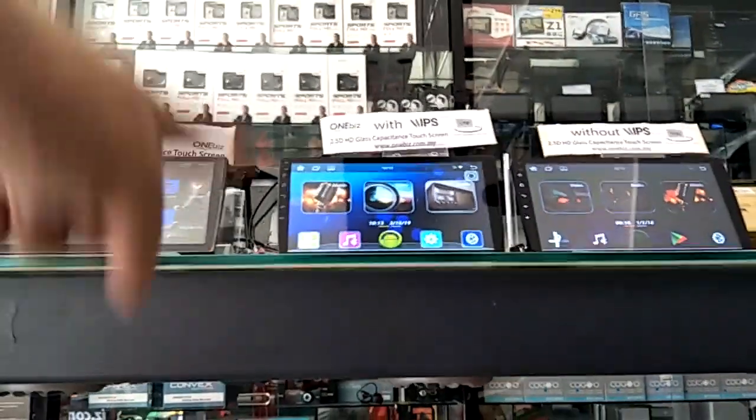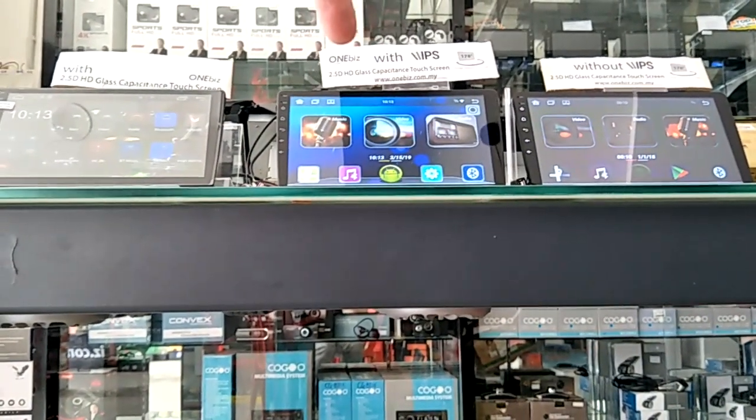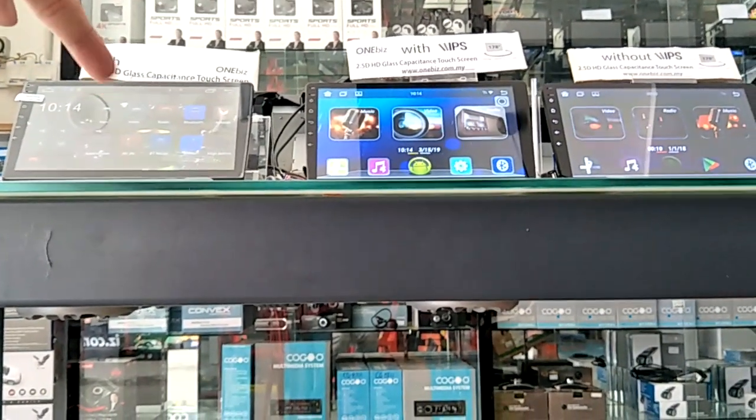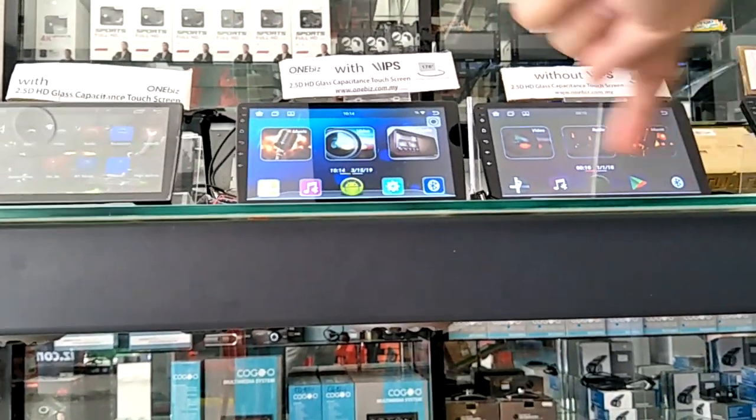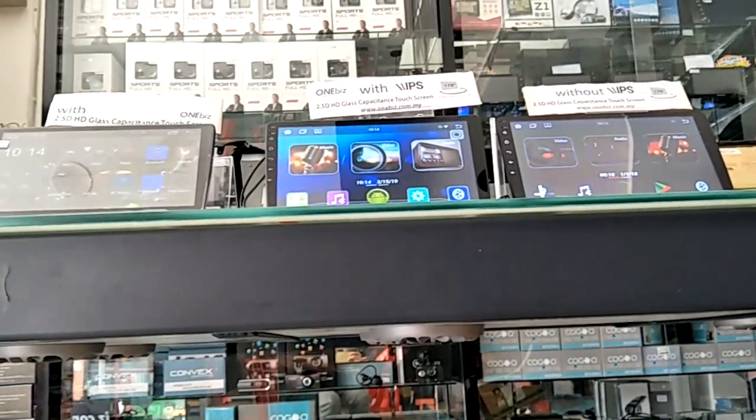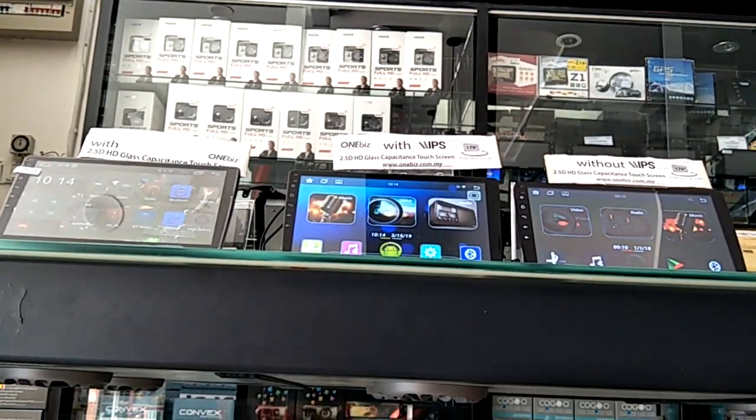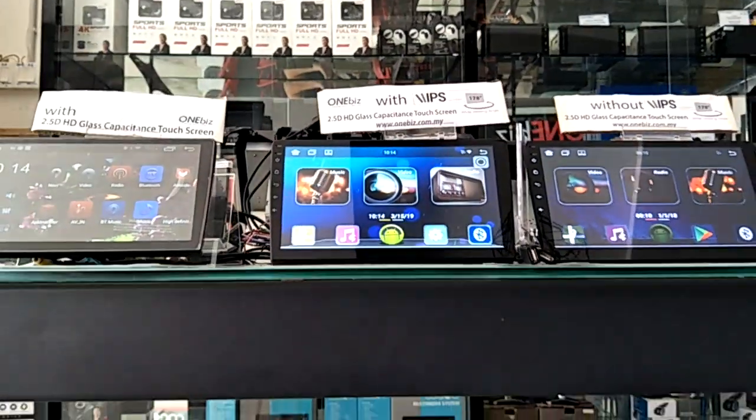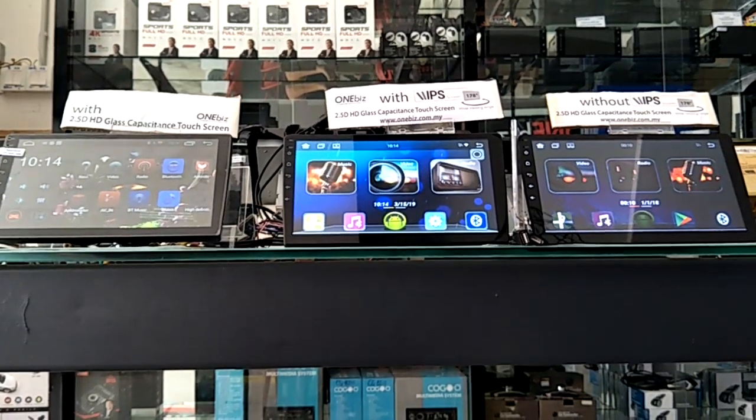So you can see again, the middle one is with IPS screen. So the left hand side is without IPS, just come with 2.5D. So the right hand side is without 2.5D and without IPS. So when you were viewing from the bottom, the screen different. This is the difference of the with IPS or without IPS, the comparison.